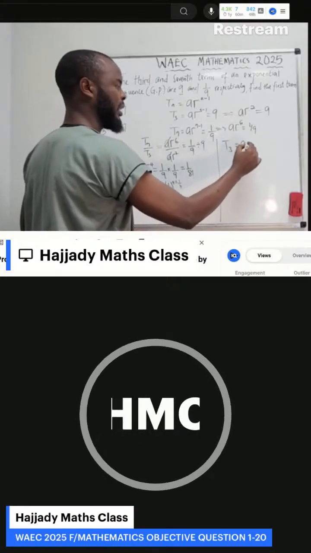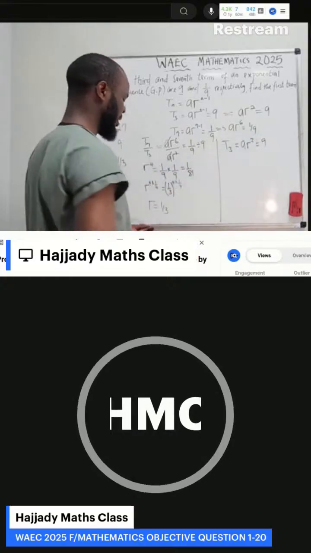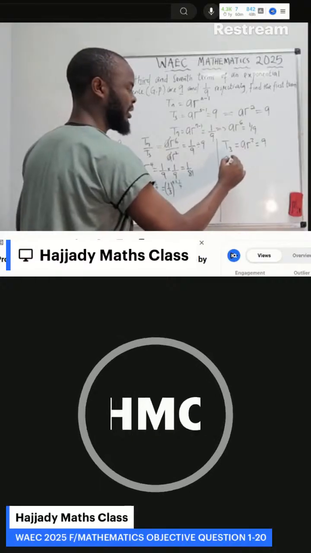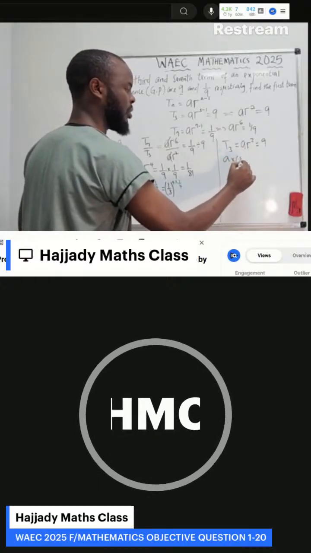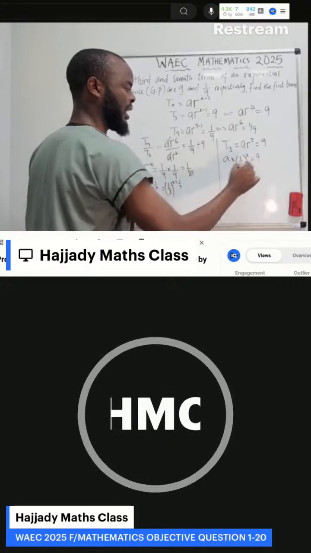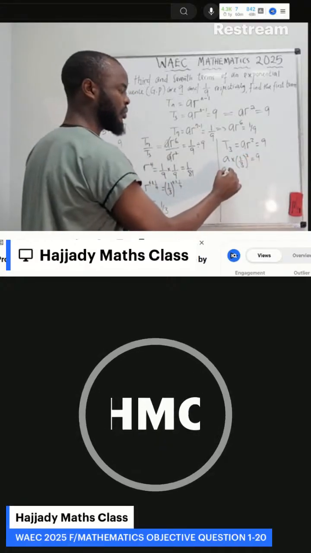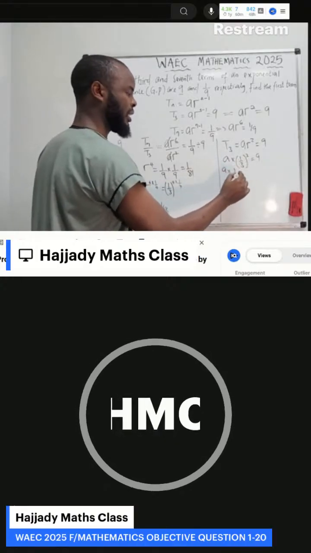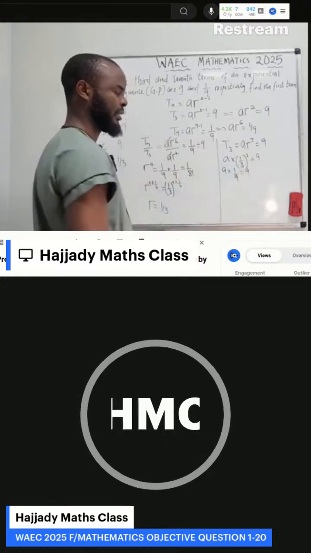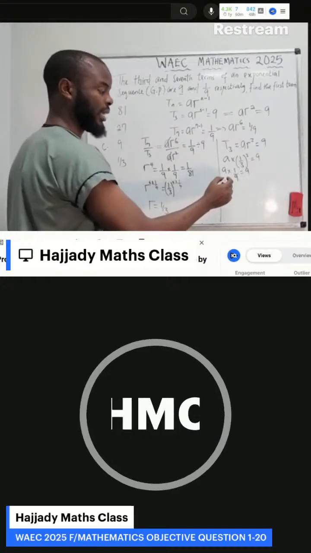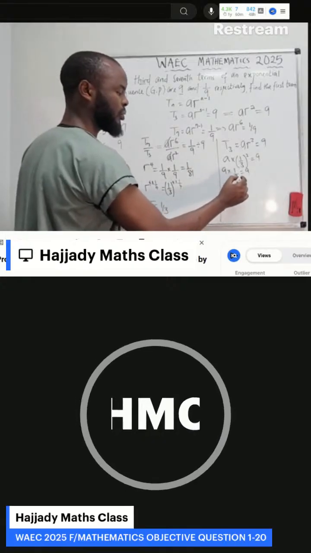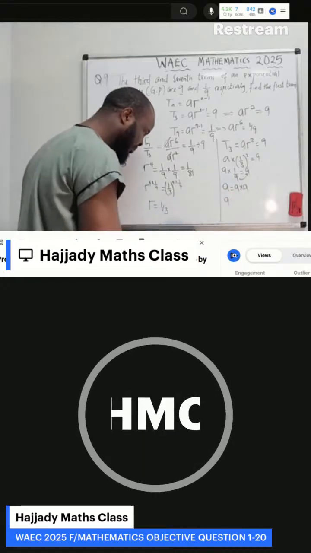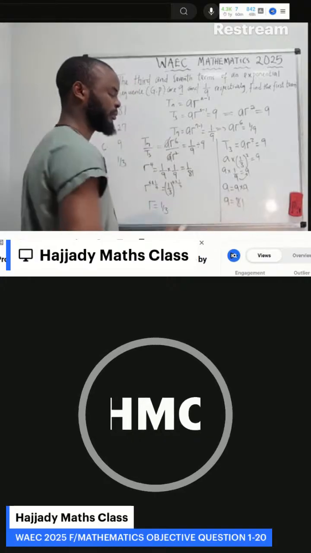Recall that our T3 is a r squared equals to 9. Now, we've gotten what our r is, and we can get what our a is. Now, here we have a multiplying by r, which is 1/3 squared, equals to 9. So a multiplying 1/3 squared is the same thing as 1/9 equals to 9. You can cross multiply. So your a can be equals to 9 times 9, and a equals to 81.